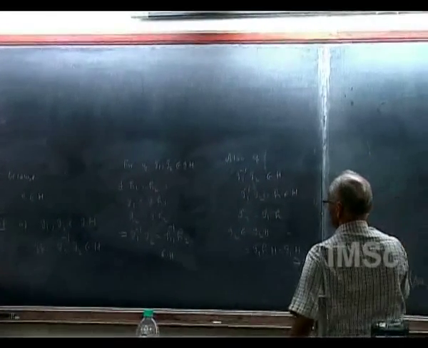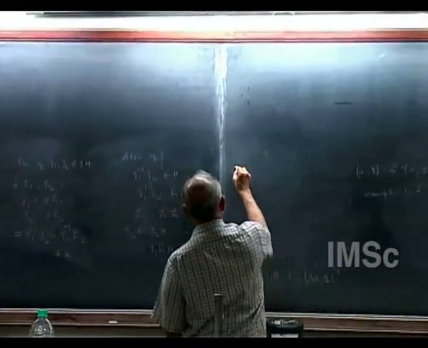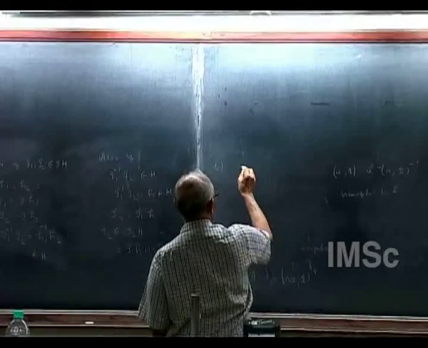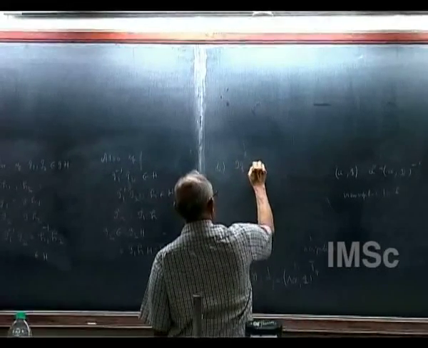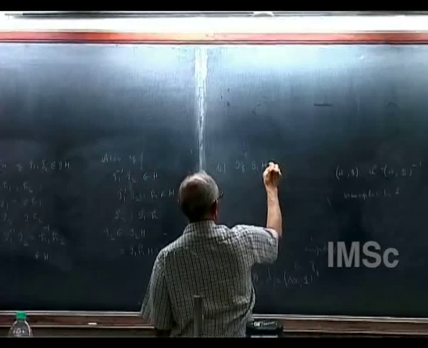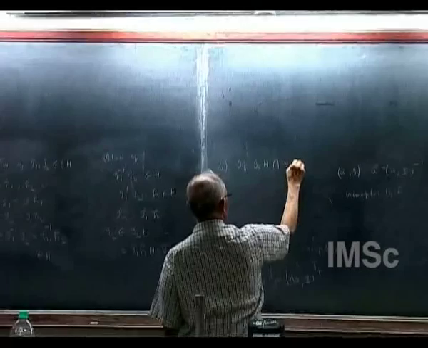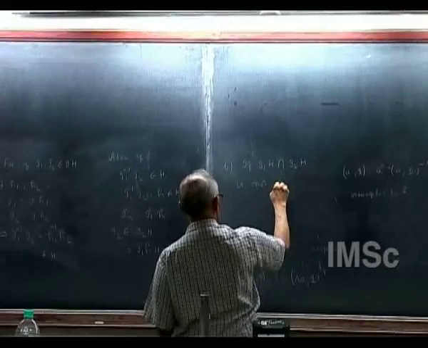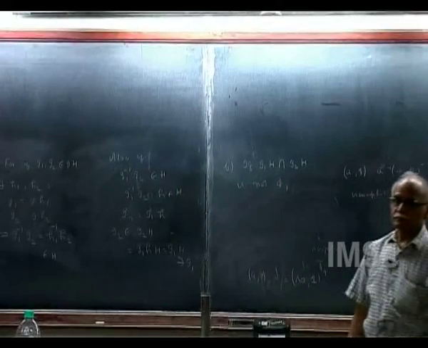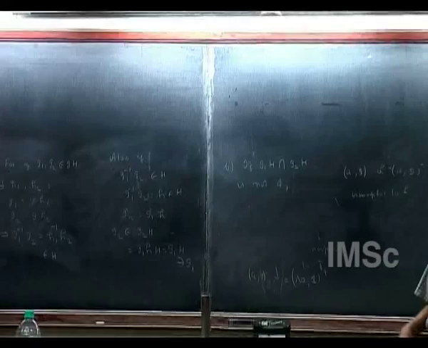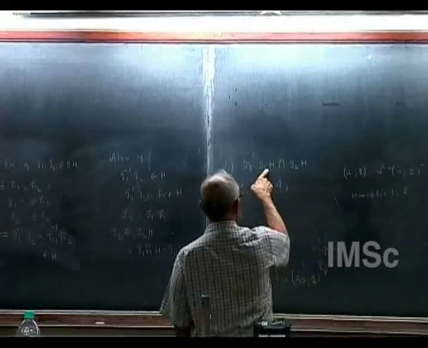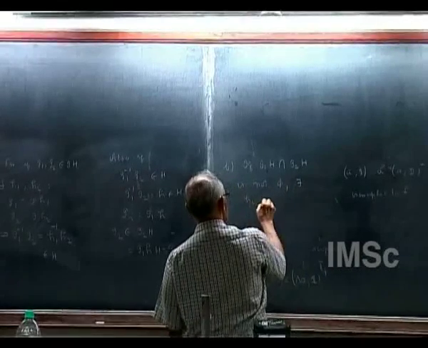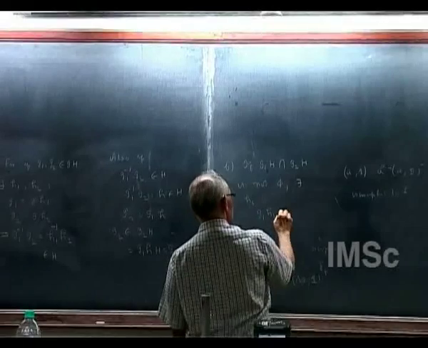Now B. I want to prove that they are either totally disjoint or identical. So if g1H intersection g2H is not null, there is some common element. This has a common element with this. There exist h1, h2 such that g1h1 is equal to g2h2.